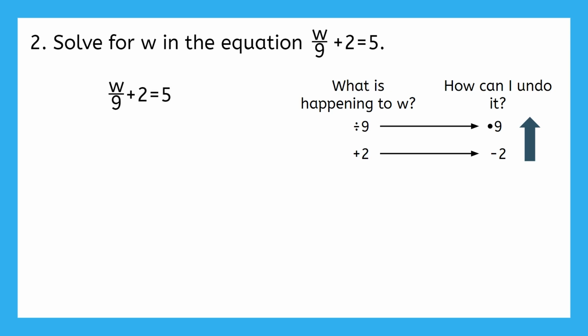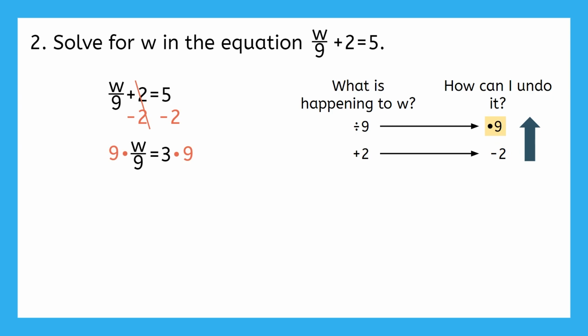Working backwards, first you should subtract 2 from both sides. On the left, I need to make sure I combine that with the other constant since they're like terms. Positive 2 minus 2 makes 0, or we can say that these just cancel out, leaving just w over 9. On the right, 5 minus 2 makes 3. Next, I need to multiply both sides by 9.